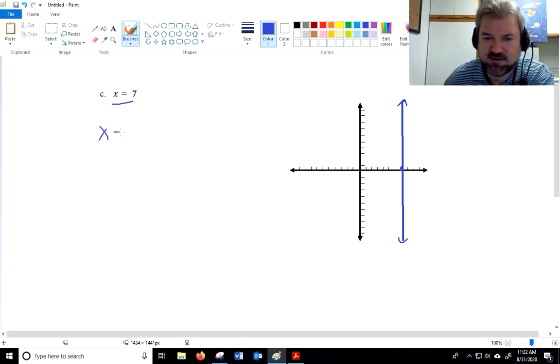So we know that the x-intercept was 7, 0. There is no y-intercept, and there's no slope to speak of also. So we say the m is undefined.